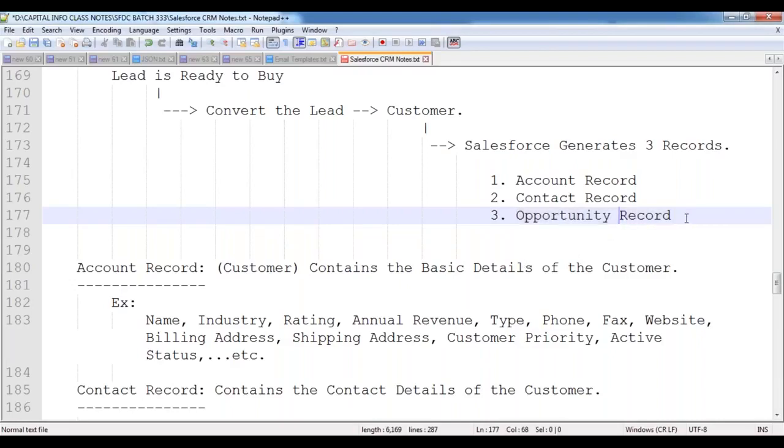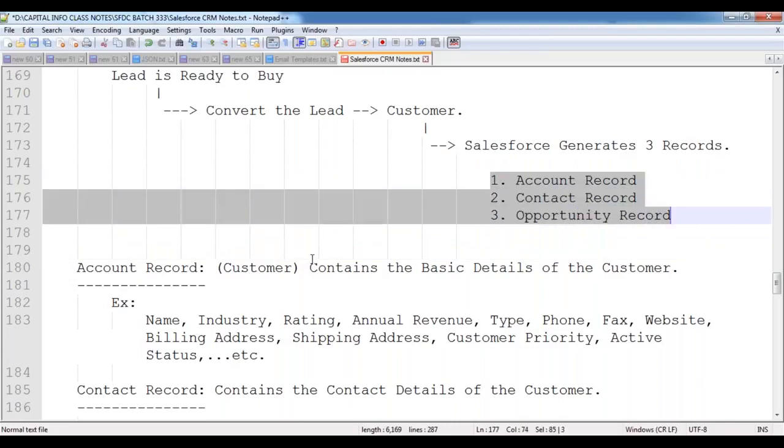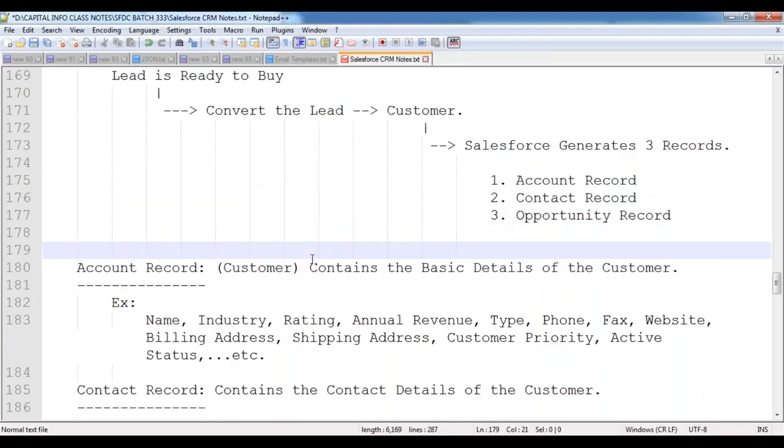That means what products the customer has purchased, what quantity of products he has purchased, what revenue we have generated, that means what the bill amount is. The whole information will be represented by the opportunity record. So these are the 3 records generated by Salesforce.